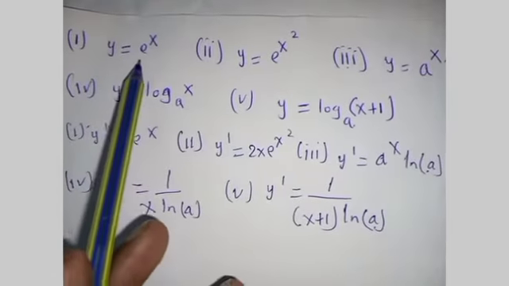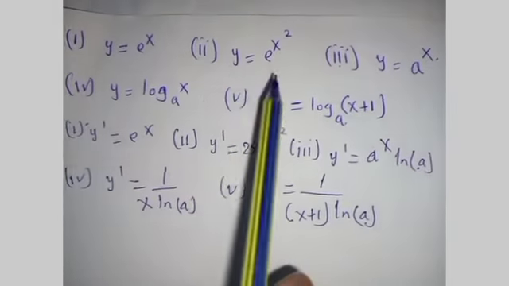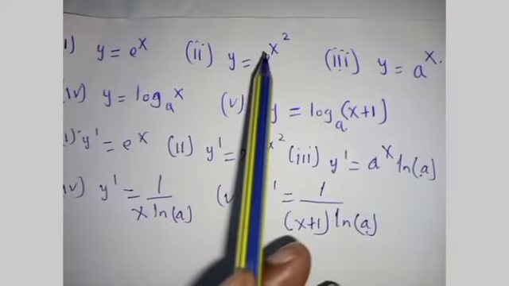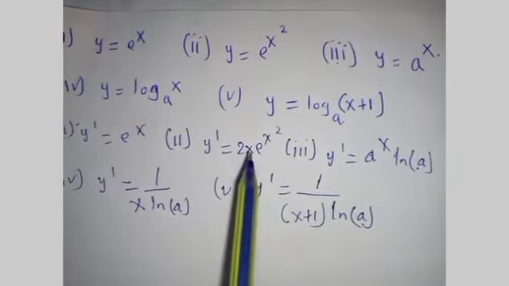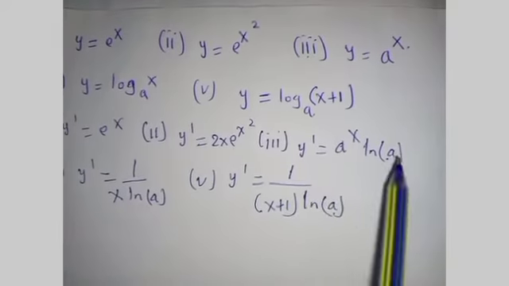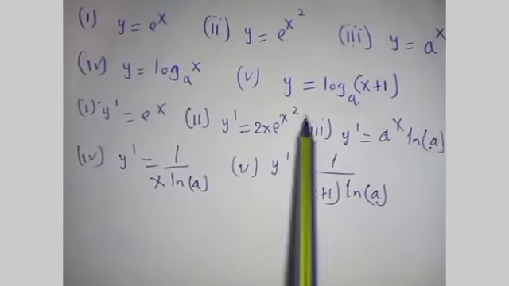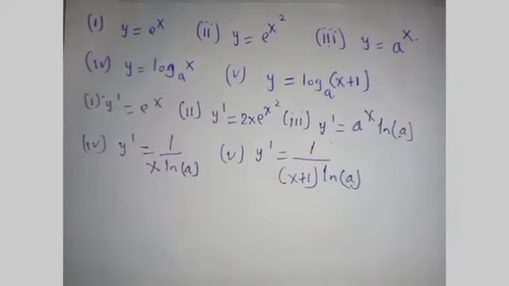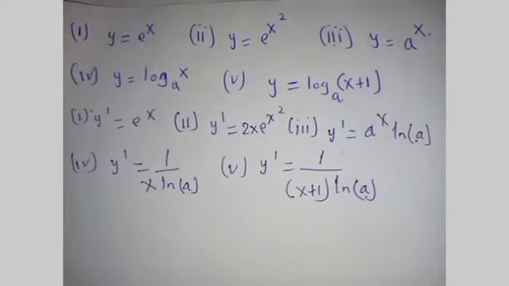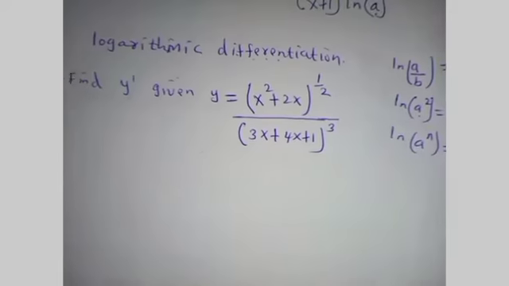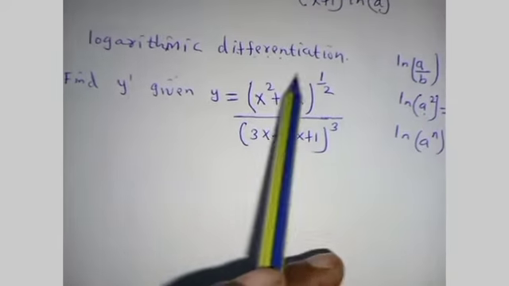So the exponential remains the same if it is just e power x. If it has x squared or any other function, you differentiate that function this way. This one, it is this result. Ln of x, it is that one. So next we are going to look at logarithmic differentiation.